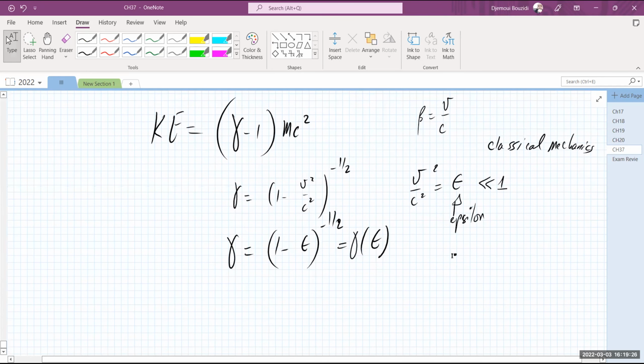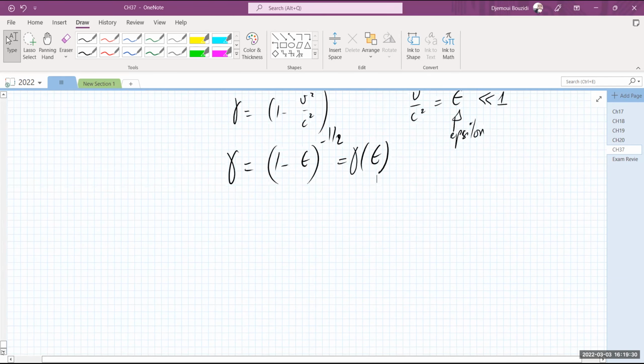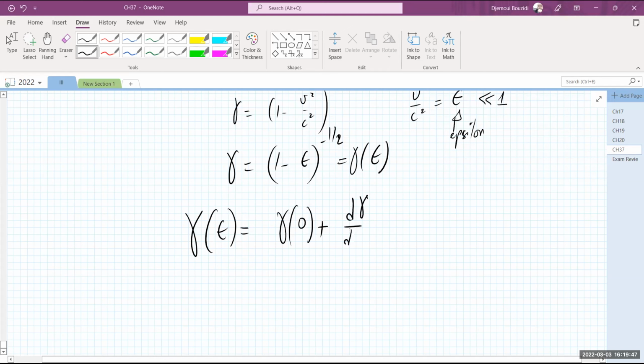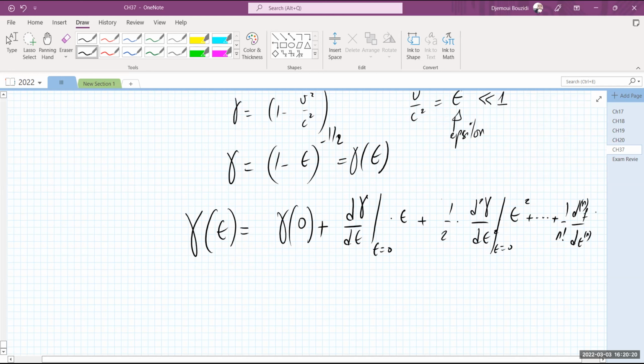According to somebody, either Maclaurin or Taylor or both of them, the approximation of this function gamma, because epsilon is very small compared to 1, is: evaluate it at 0, plus the derivative of gamma with respect to epsilon evaluated at epsilon equal to 0 times epsilon, plus, oh, I need the second term in the expansion, which is 1 over 2 times the second derivative of gamma with respect to epsilon, evaluated at epsilon equals 0, times epsilon squared, plus the nth term, 1 over n factorial times the nth derivative of the function with respect to epsilon, evaluated at epsilon equals 0, times epsilon to the power n, plus some other stuff.